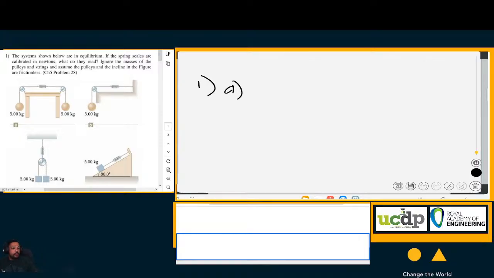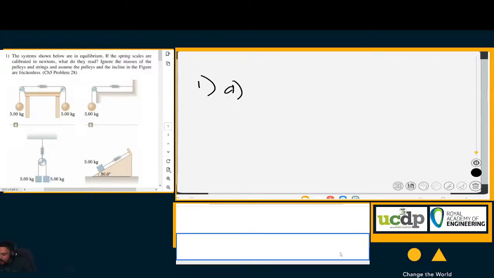As for the particular problem, let's look at it. All of these systems are in equilibrium. We need to determine the readings on each of those springs, which would be forces. And what do we need to do finally? We need to ignore the masses of the pulleys and strings. In the real world that won't happen, but here we can ignore those masses. Now let's look at system A. What are all the forces on system A?